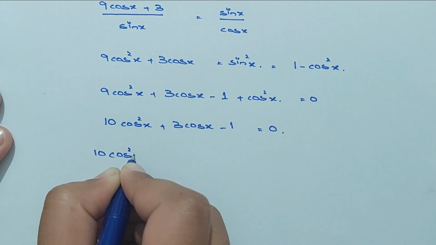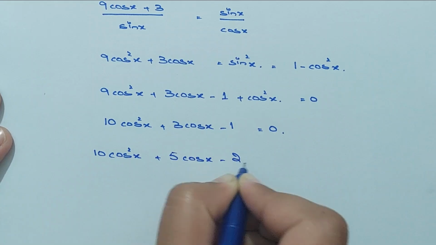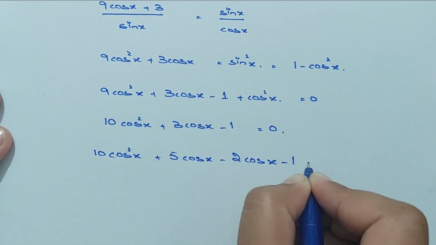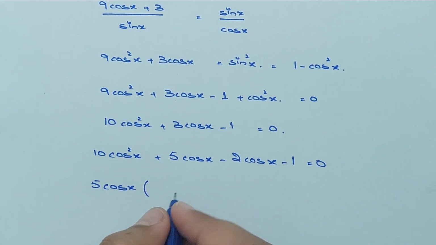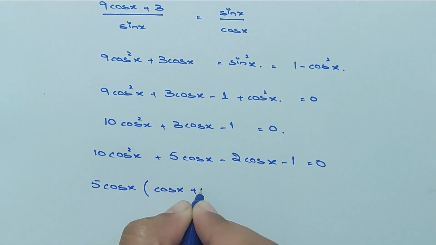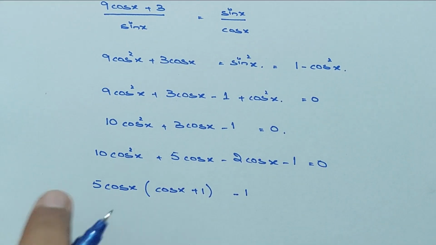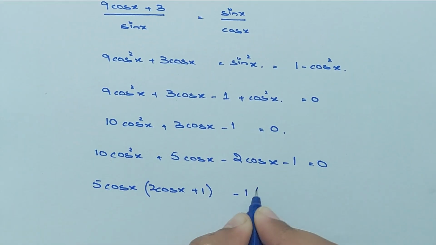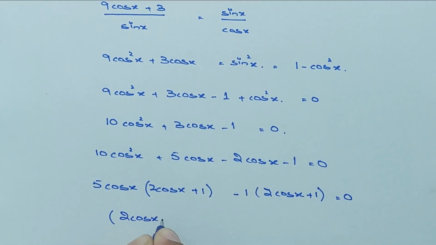10 cos square x plus 5 cos x minus 2 cos x minus 1 equals to 0. So 5 cos x is common. We have cos x plus 1. Here negative 1, so it's 5 times 2 is 10. Negative 1 is common, yes. We have the same factors now inside the bracket. The two factors are 2 cos x plus 1 and 5 cos x minus 1 equals to 0.